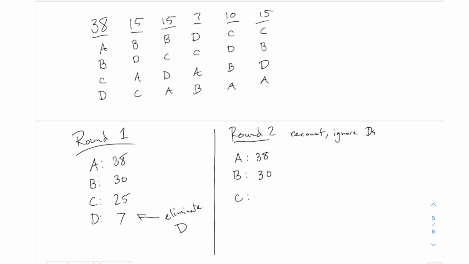All right, so what I get is still A has 38, still B has 30, but this time C has 25 from those plus 7 from this one. All right, so this is 25 plus 7. I'll just write it that way so it's clear what happens. When I eliminated D, these votes, which used to be for D, now get counted for C.